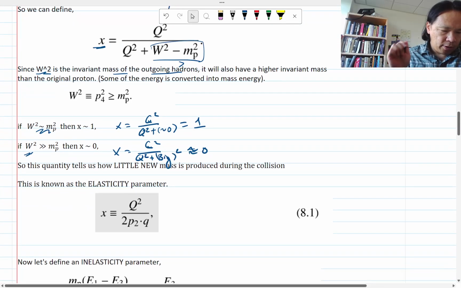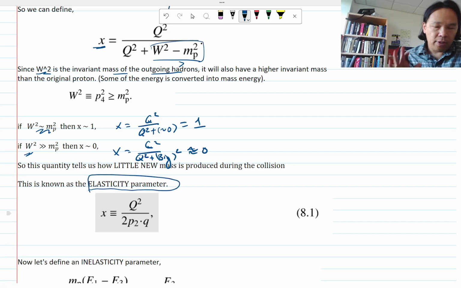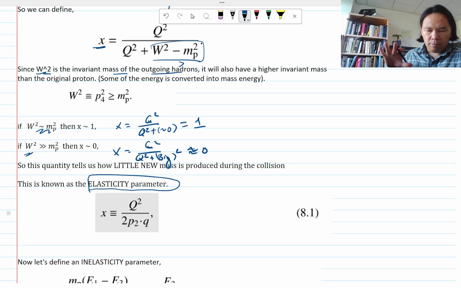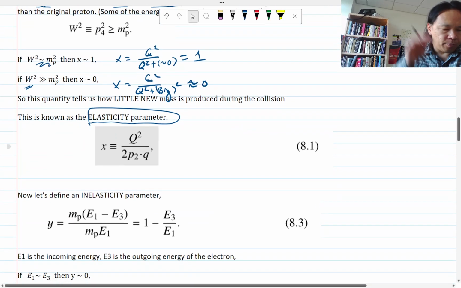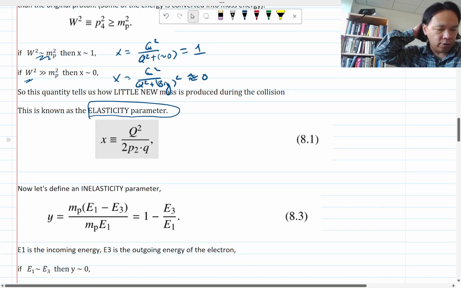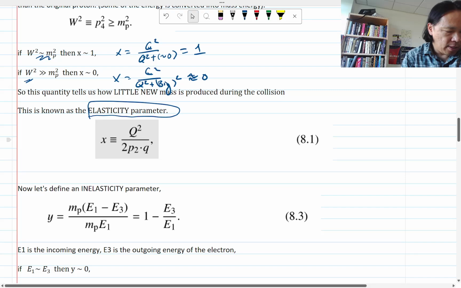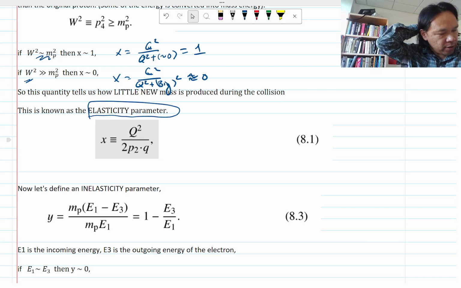This is known as the elasticity parameter in this section because it tells you how elastic that collision is. Remember, when x is 1, you basically have an elastic collision. When x is 0, you have a completely inelastic collision. We're going to see what this also tells us about the structure of the proton later on. Now let's see if we can quantify an inelasticity parameter.